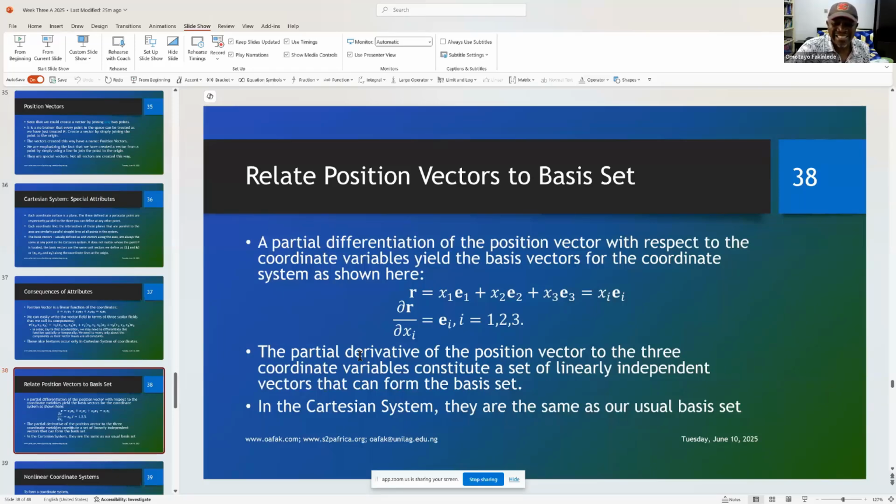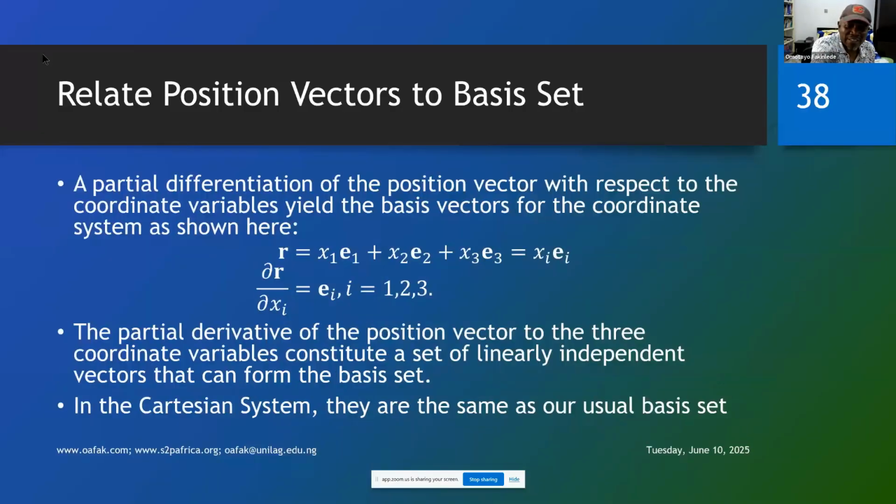Suppose I take a partial derivative of R with respect to x1, I take it with respect to x2, I take it with respect to x3. Do you agree with me, class, that if I differentiate this R in this equation with respect to x1, I get E1? If I partially differentiate R with respect to x1, do you agree?